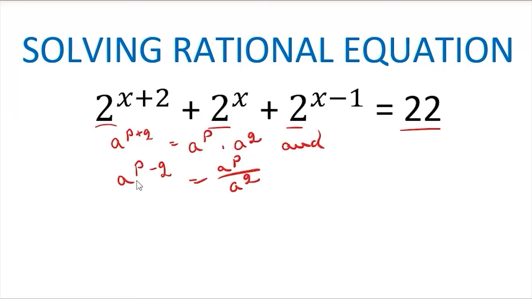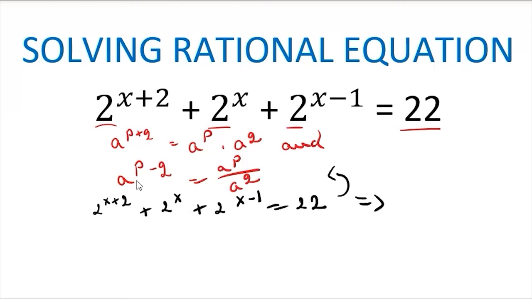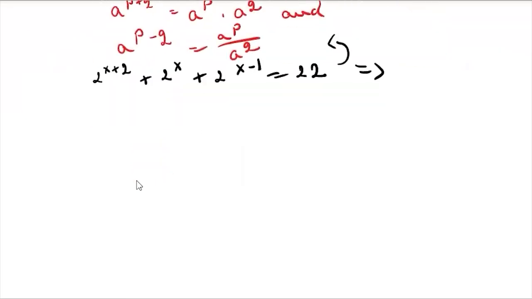So I'm going to come back to my initial equation, and I have 2 to the power of x plus 2, plus 2 to the power of x, plus 2 to the power of x minus 1 equals 22. If I use those formulas, it results that 2 to the power of x multiplied with 2 to the power of 2, plus 2 to the power of x, plus 2 to the power of x over 2 equals 22.